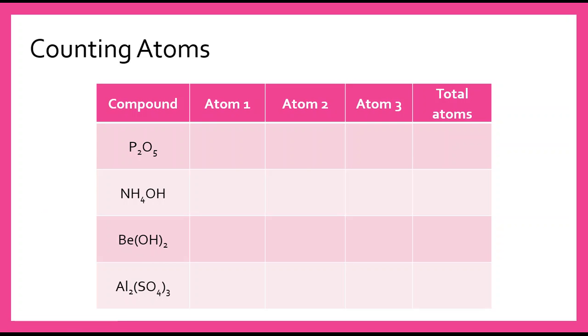And hopefully you got these from the compounds activity where you were hinted at what the subscripts in the parentheses tell you. So if I'm looking at P2O5 here, how many atoms of P do I have? 2. Good. How many atoms of O do I have? 5. Now there isn't a third atom, so we're just going to leave that one blank. 2 plus 5, of course, gives us a total atom count of 7.